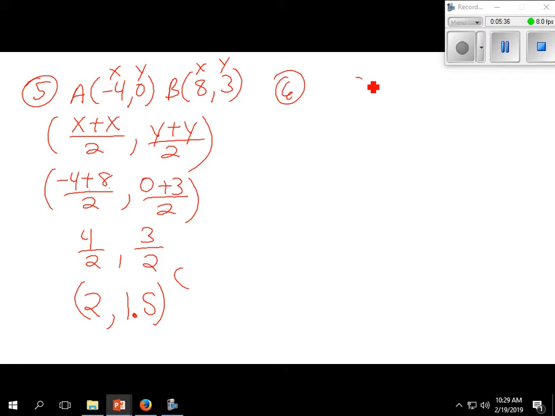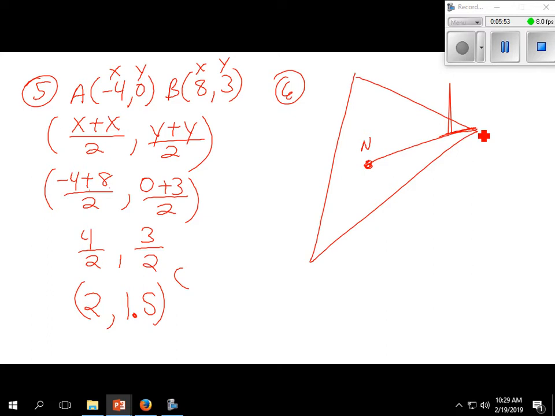Number 6, they give us a triangle. Again, I'm not drawing all of these pictures. On this one, they tell us N is the incenter. Well, if it's the incenter, we had a theorem that said the incenter of a triangle, number one, bisects the angle, so we know it comes over here to this angle and makes those two angles congruent, but that doesn't help us in this problem.